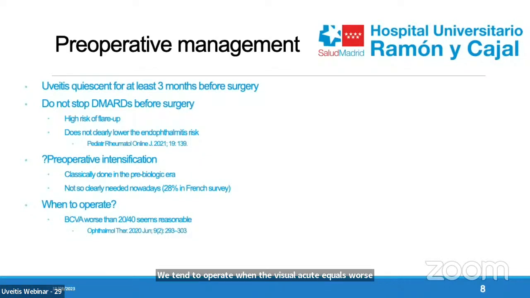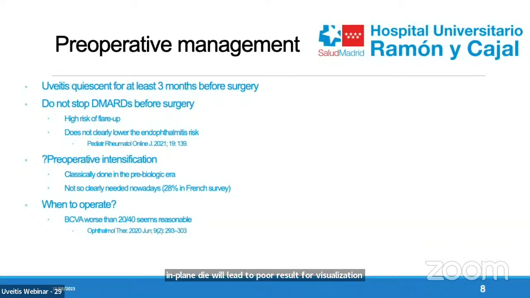In order to operate, we need the eye to be quiet, and we need the uveitis to be quiescent for at least 3 months before surgery. Operating on a hot eye or operating on an inflamed eye will lead to poor visual result in the patient, and we do not want that.